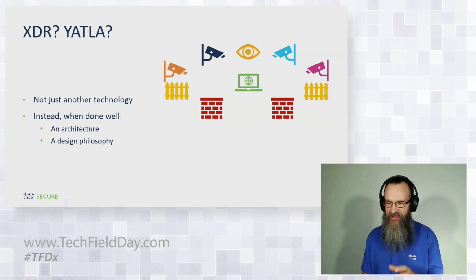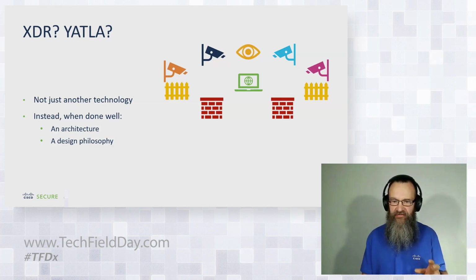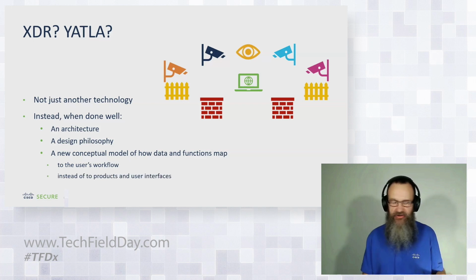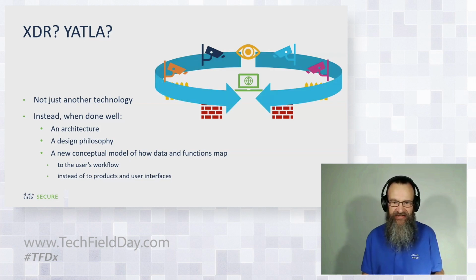Okay, it's that design philosophy of it shouldn't matter how you get the information or how you enforce the control. These are new ways of thinking of how data and functions should map to the workflow that the user needs to perform, not to the products and the user interfaces from which they came. To bring all of your technologies together holistically to protect that endpoint.